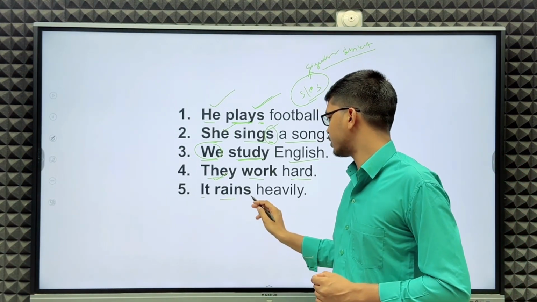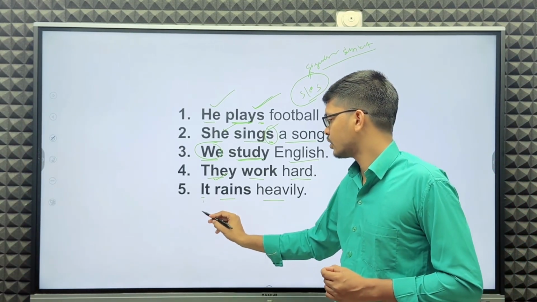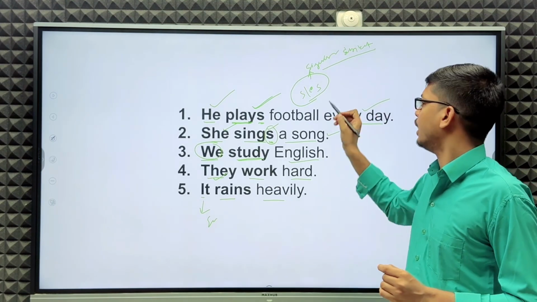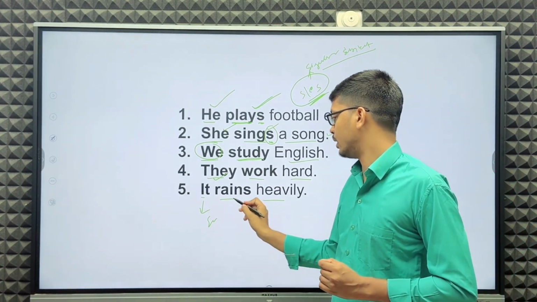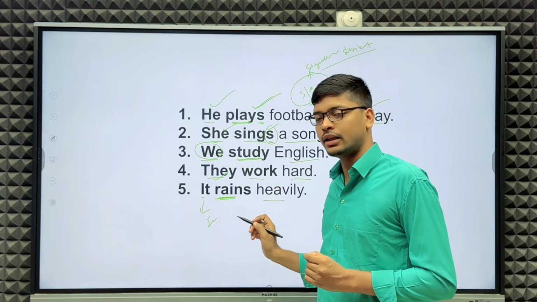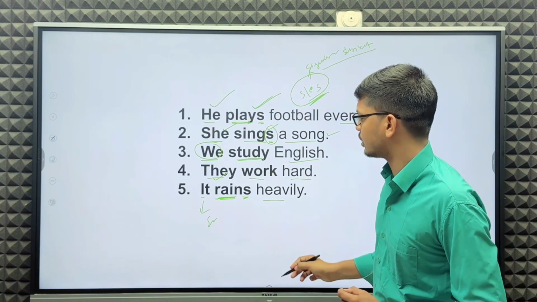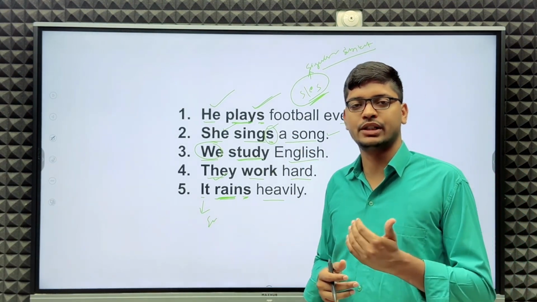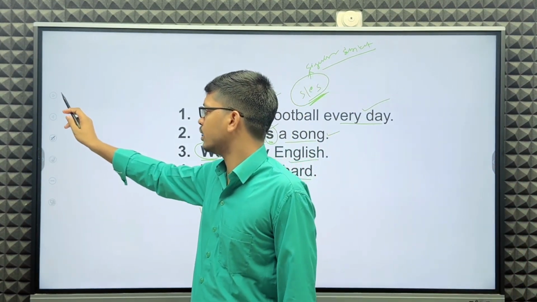It rains heavily. You know, it is a singular subject. So with a singular subject we have to use s or es at the end of the verb. So it will be rains. Okay, so I hope you understand this concept of forming the present tense with verbs. Let's see the next point.